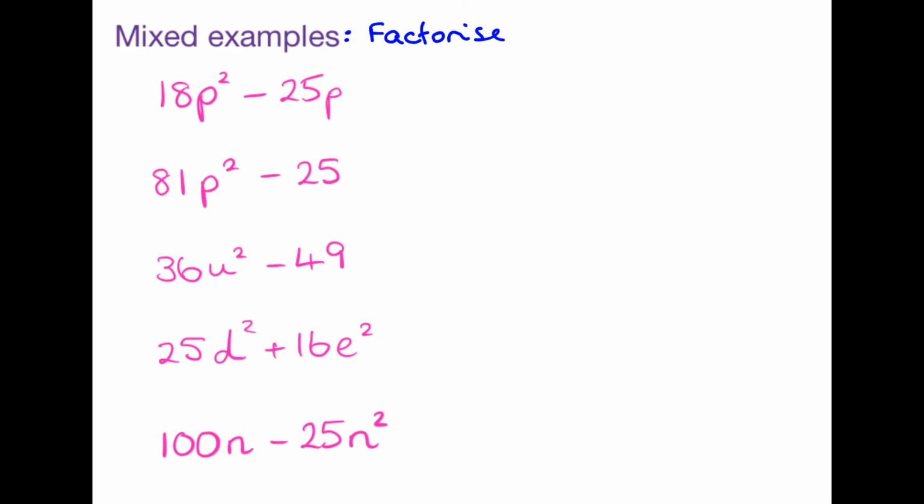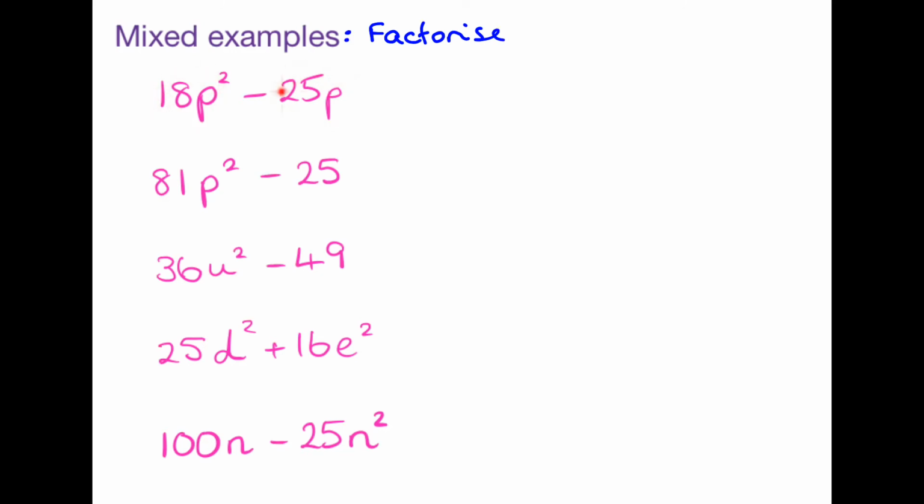Let's think if it's a difference of 2 squares. Well, P squared, that's squared, but 18 is not a square number. Remember our list of square numbers? 16 is a square number, and the one after that is 25. So this is not something squared. Okay, 25 is 5 squared, but the P is not squared.